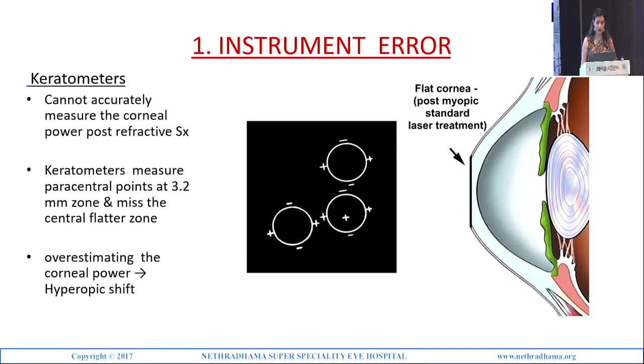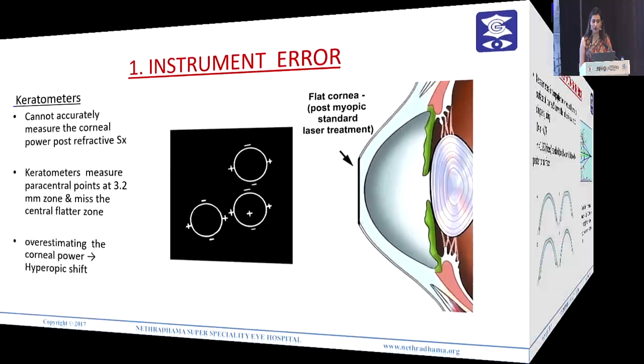Instrument error essentially is when you use the keratometers for measurement of the corneal power, wherein they actually cannot correctly measure the corneal power post refractive surgery because the cornea has been modified, and they do not measure the central cornea, which has become flat now. They measure the paracentral points at the 3.2 mm zone, and so central data is extrapolated.